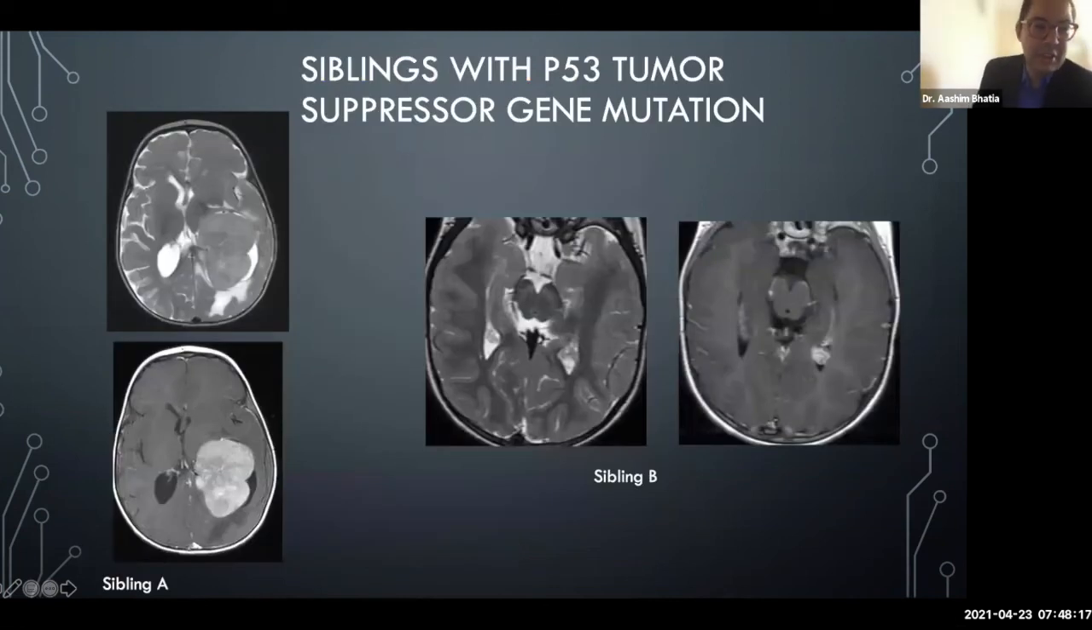And this is the case. So here's sibling A, who had an ATRT, a very large enhancing tumor. Sibling B was being screened because this patient also had the P53 tumor suppressor gene mutation. And in the left lateral ventricle, just slightly, you can see over here a little enhancing lesion, but nothing really too concerning. At the worst, you could think maybe a choroid plexus papilloma.